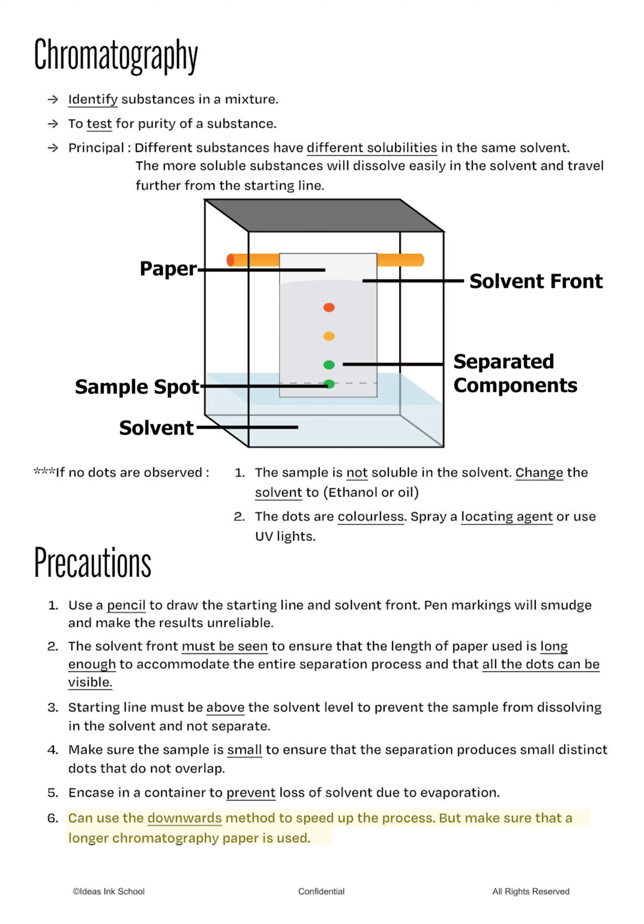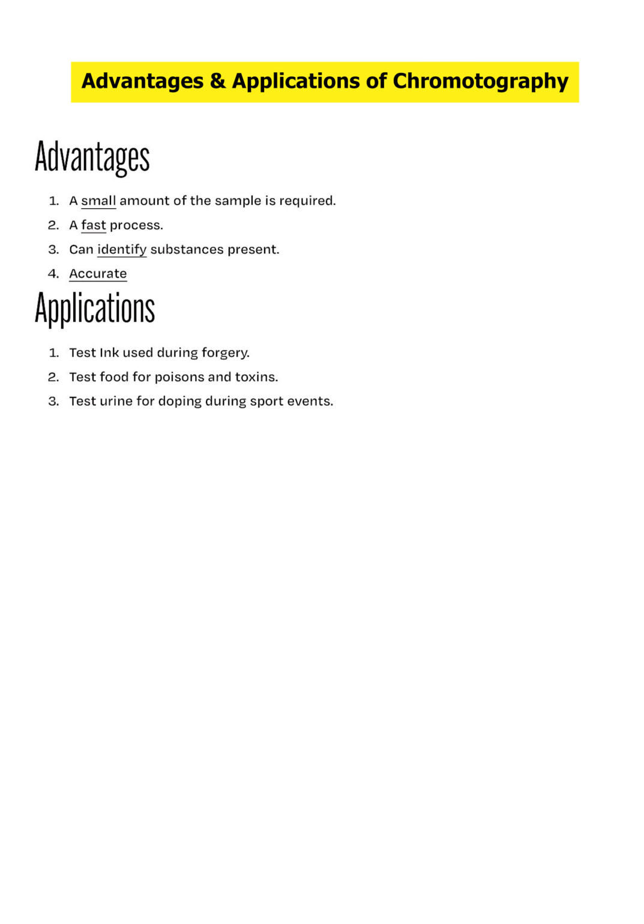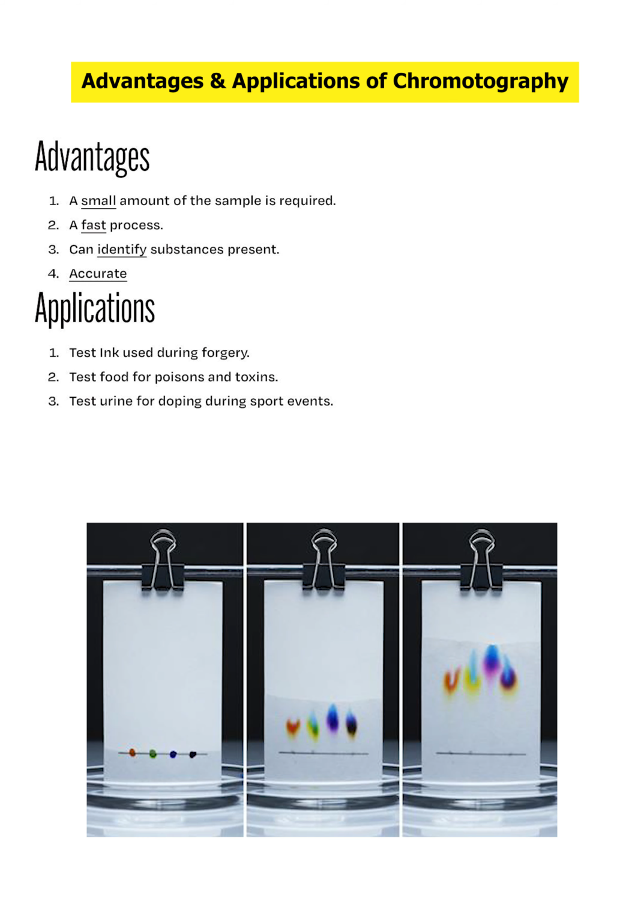And lastly, if we want to speed up the process, the descending method can be adopted. In this alternate method, the solvent is allowed to move downwards with the assistance of gravity. This will increase the speed in which the solvent moves across the paper, thus speeding up the separation of the sample. However, a longer chromatography paper needs to be used as the solvent front will be located further away from the starting line. Next, we will move on to the advantages and applications of chromatography.